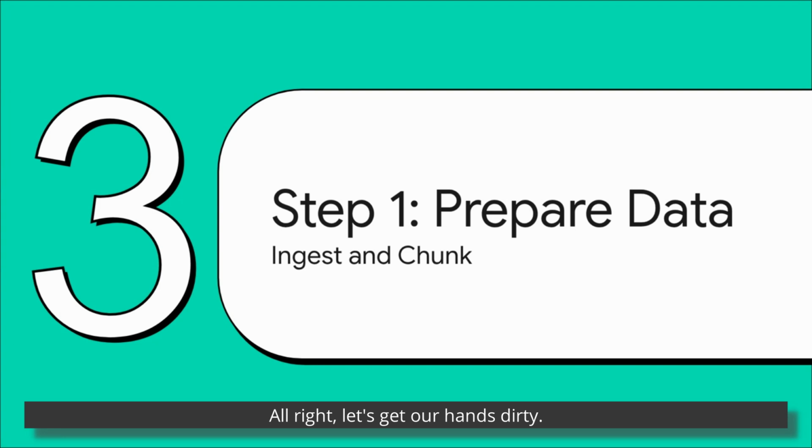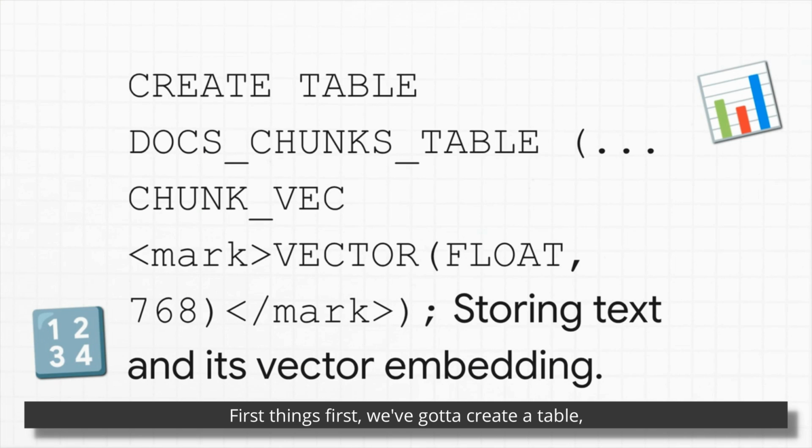All right, let's get our hands dirty. For all you developers watching, this part's for you. We're going to walk through how to actually build this step by step. And as always, the first step is getting our data ready. First things first, we've got to create a table, but check out that last column, chunk vec vector. That is the secret sauce. We're setting up a special column that's going to hold a numerical representation, a vector, of our text. And that's 768. That just tells Snowflake the shape of the numbers we're going to put in there, making sure it matches the AI model we'll use.